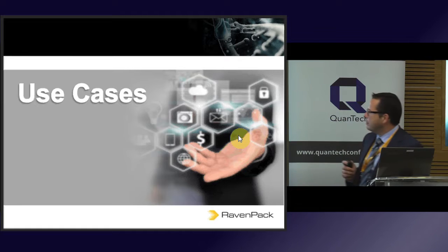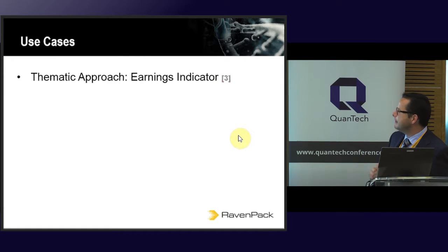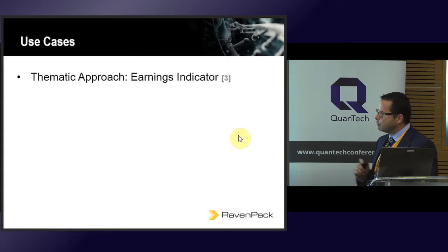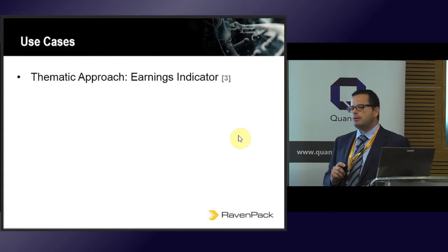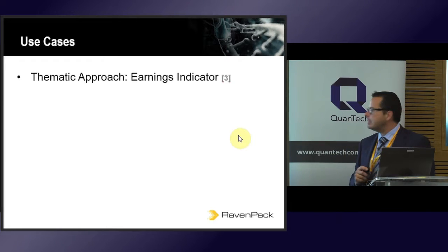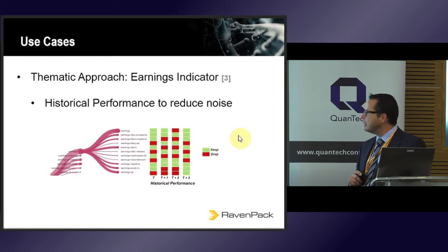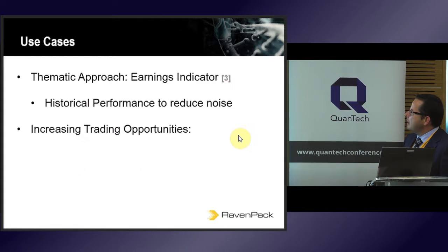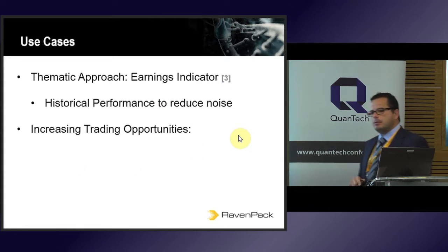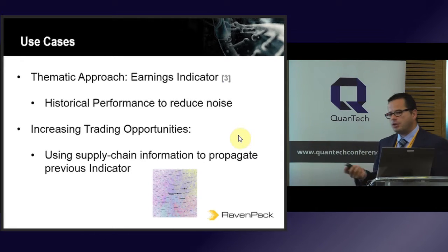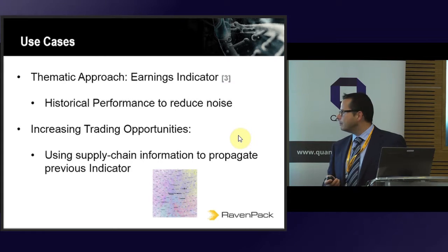And now let's stick to the fun stuff. I'm going to present how to build an earnings indicator. We are going to take the thematic approach to it, and we're going to use historical performance to reduce noise. After that, we are going to spread the information that this indicator provided using the supply chain information to build the network.